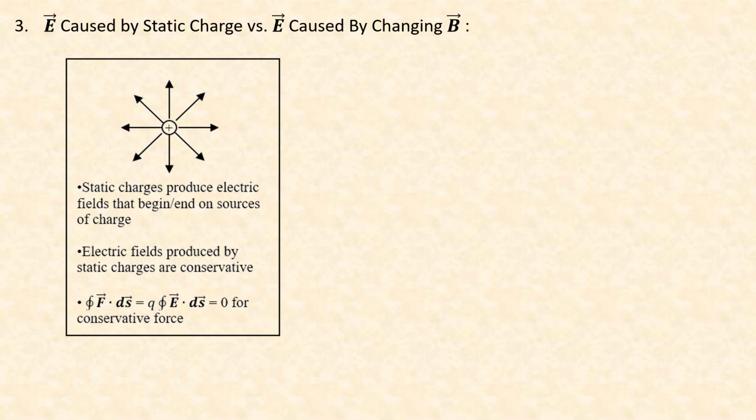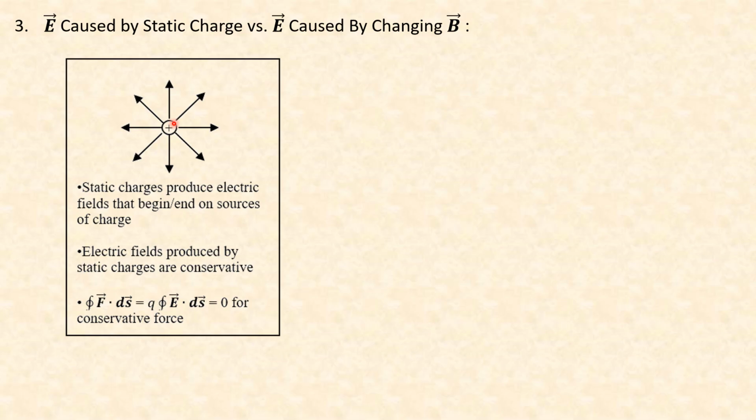You recall when we talked about this concept of an electric field in our field line model, we said that electric fields have definite beginnings and endings. Electric fields start on positive charges and move away from positive charges, and these electric field lines will end on negative charges. So we can say that static charges produce electric fields that begin and end on the sources of the field, that is, on the charges themselves.